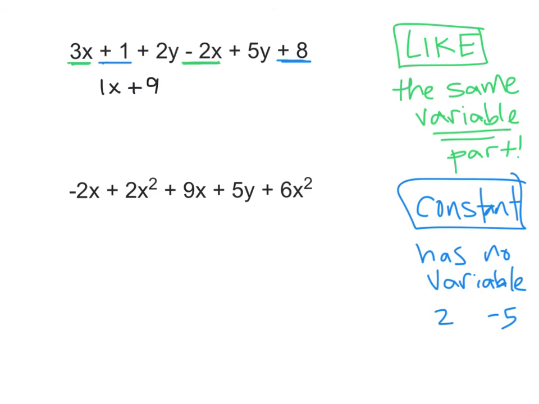All right, we're going to look for more like terms. I notice I have a y variable right here. So I have a positive 2y, and I have another y variable here, so positive 5y. Positive 2y plus 5y is 7y. So we're going to write plus 7y. Sorry, I had the wrong ink color there. Plus 7y.